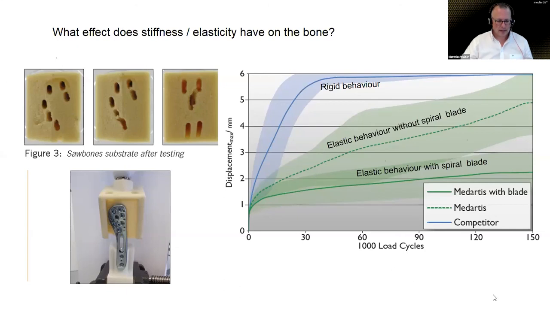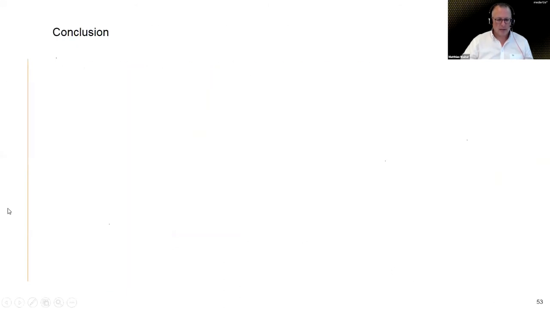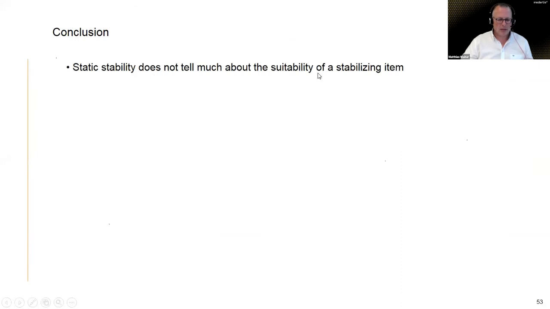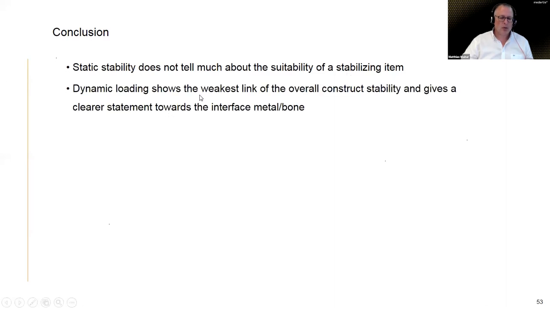Okay. Now, next conclusion. Static stability, therefore, does not tell us much about the suitability of a stabilizing item at all. Dynamic load, though, shows the weakest link of the overall construct stability, and therefore gives you a much clearer statement towards the interface metal to bone. And this is what we always should actually bear in mind. We're actually putting a dead piece of metal into living tissue. So at least we should have some kind of interaction between the bone cells and the metal work.